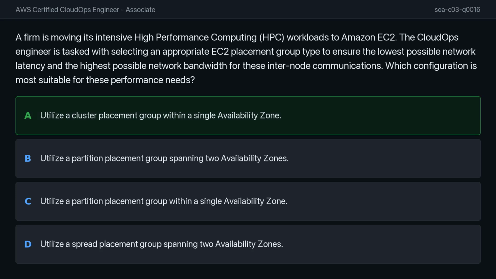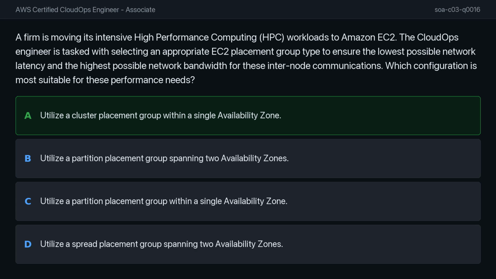I believe the correct answer is option A. A cluster placement group is specifically engineered to deliver low latency and high throughput network performance. By placing instances in close physical proximity within a single availability zone, it optimizes the communication paths between nodes, which is the industry standard for high-performance computing applications requiring significant inter-node traffic.